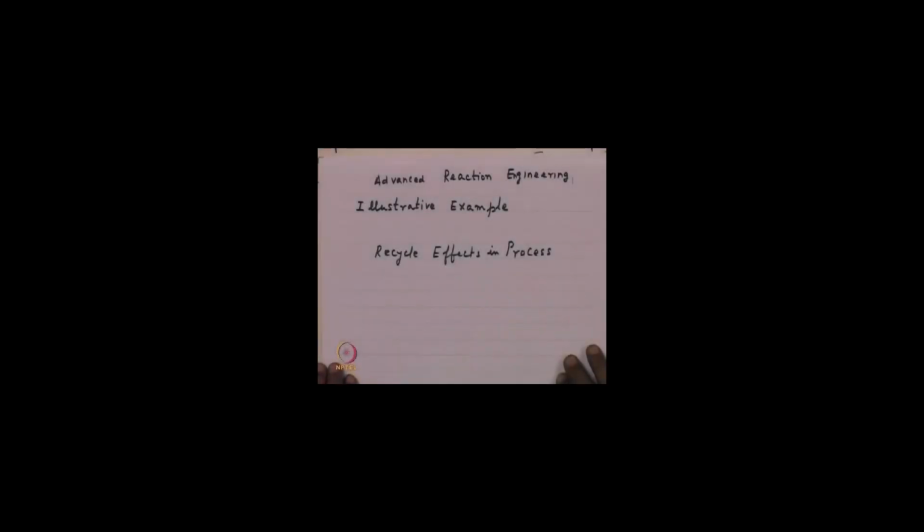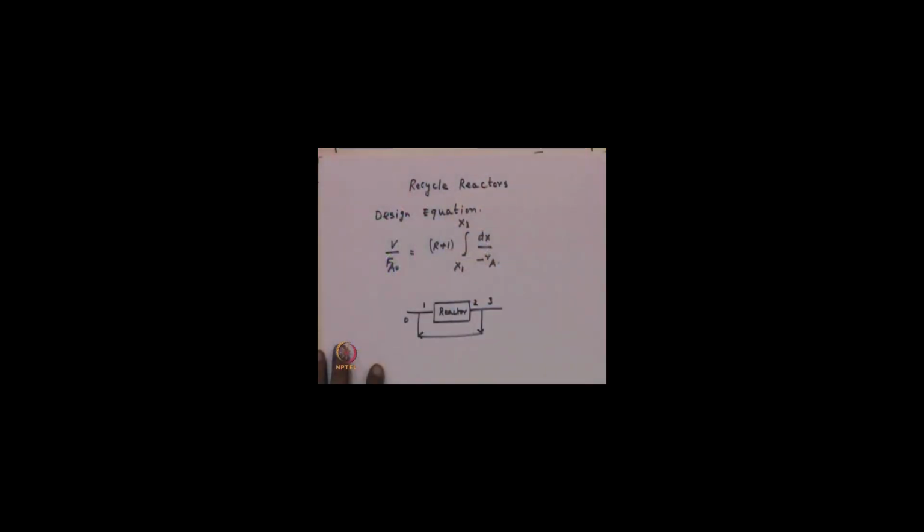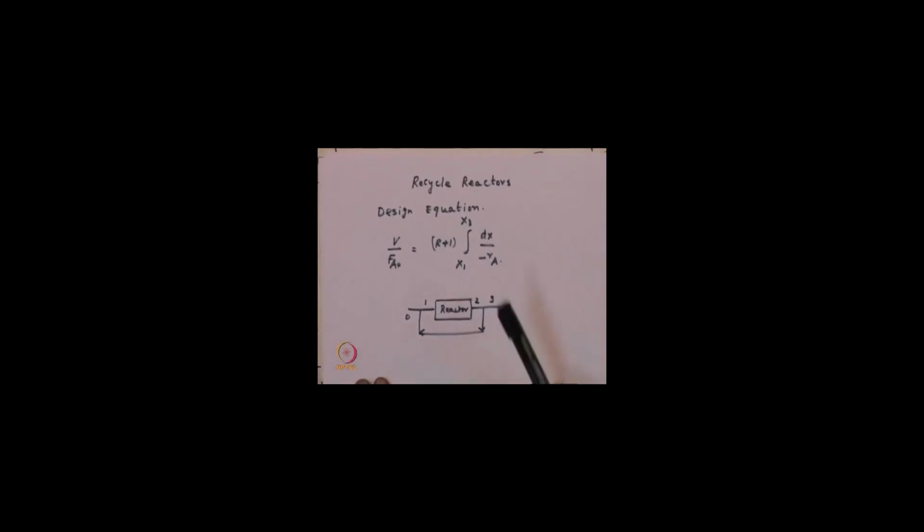We look at recycle effects in process in this lecture. We will take some examples to illustrate and go through the numbers to illustrate how we can take care of recycle and what kind of effects they will produce. We have talked about the design equation for a recycle reactor, where we said that the reactor volume V is given by this integral, where dX by minus r_A is the rate function.